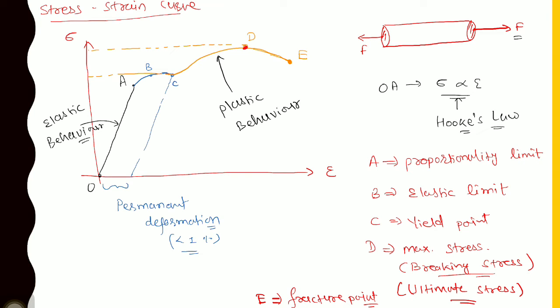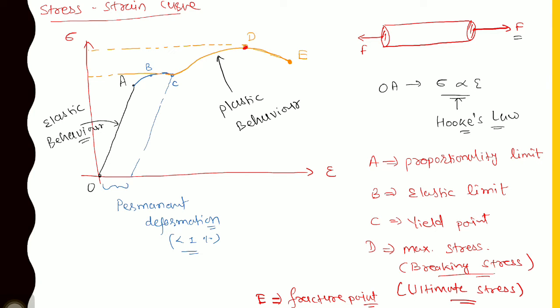Okay, so this is simply known as a stress-strain curve. Initially the stress and strain are directly proportional to each other up to some limit, that is point A, and this point A is the proportionality limit. Up to this point A Hooke's law is applicable, but after point A Hooke's law is not applicable.